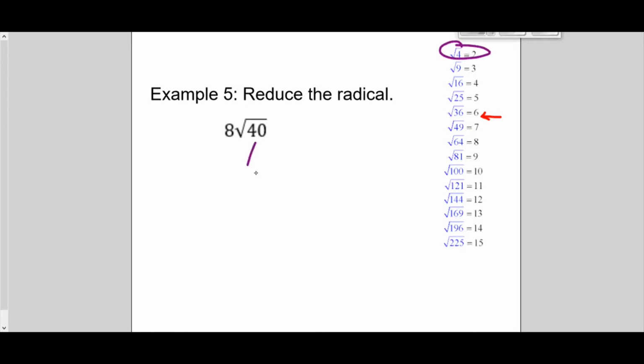So the square root of 40, we could break that up as 4 times 10. The more you practice with this, the better you'll get at determining which is the highest square number that will go into the radical. And even if you don't pick the highest, you'll still get a right answer. It just might take a little bit more work. So 8 square root of 40, I could write this as 8 times the square root of 4 times 10.